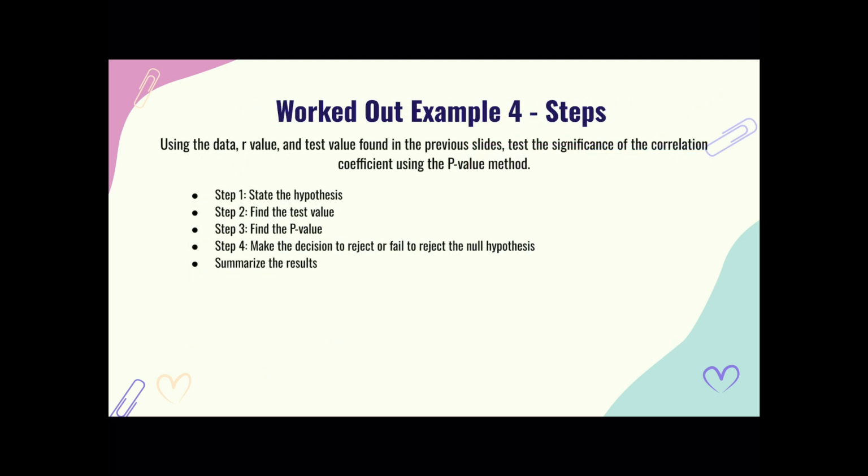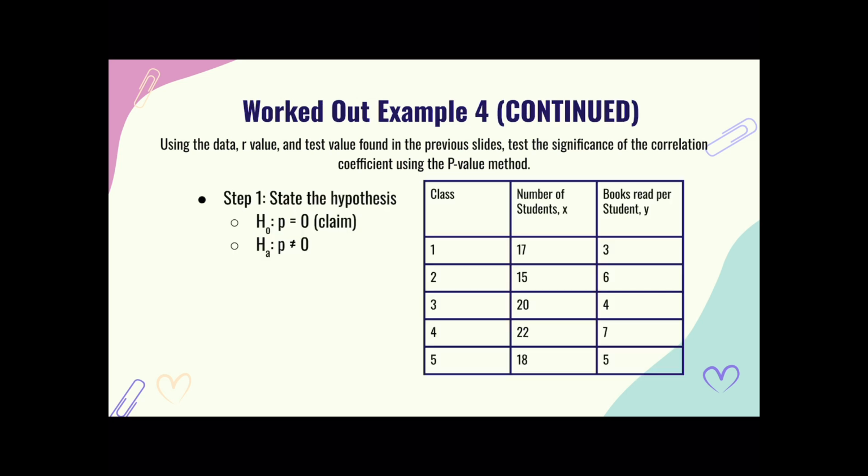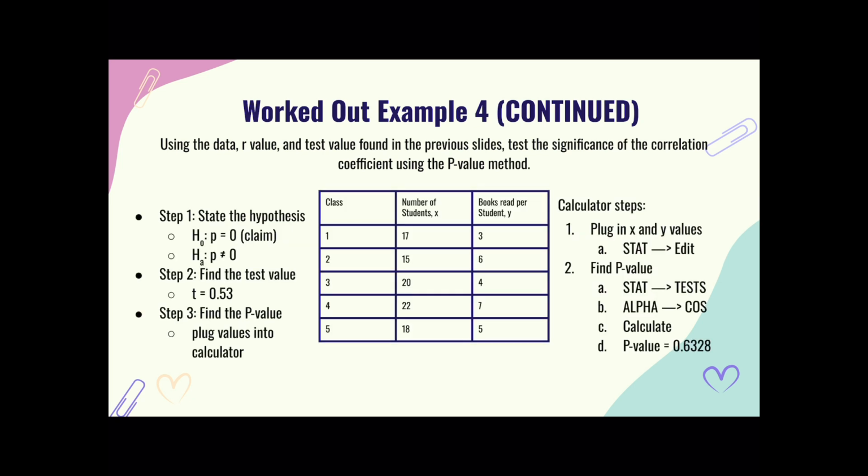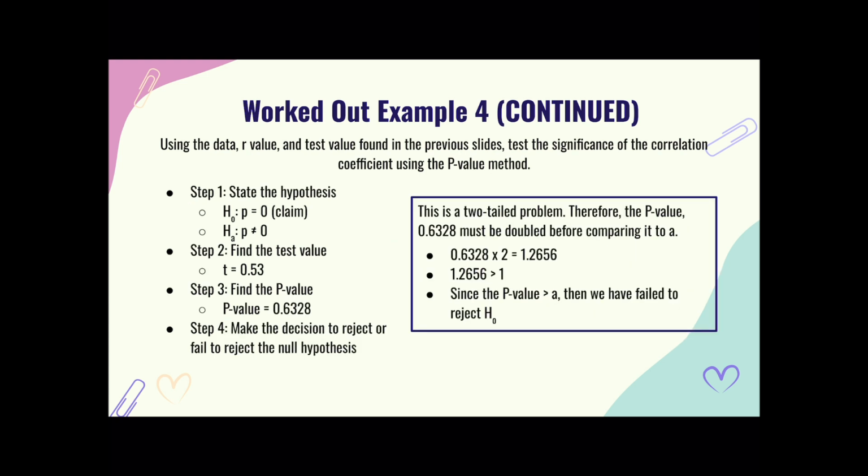This is our fourth example where we're going to be testing the significance of the correlation coefficient using the p-value method. Our first step is to state the hypothesis. Our H null is rho equals 0, and that's our claim, and the H alternative is rho is not equal to 0. Next, we're going to find the test value. We have done this in the previous slides, and we have found that t is equal to 0.53. Next is to find the p-value. So I've done so by plugging the values into a calculator, and the calculator steps can be seen on the right side, where we got our p-value to equal 0.6328.